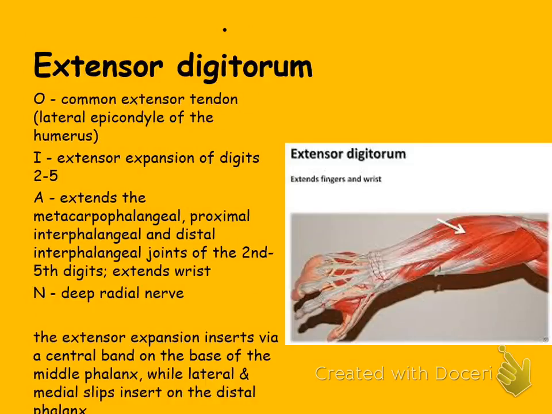Extensor digitorum helps you bring your fingers backwards. We have flexors that make you grip. These help you release so that you can push. It originates on the common extensor tendon and inserts on digits 2 through 5 of the fingers.